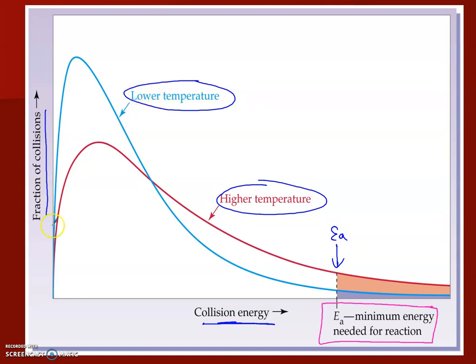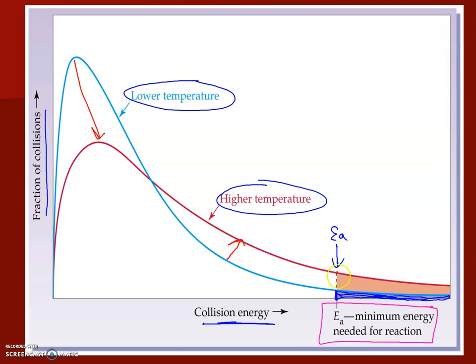At lower temperatures, you're going to see most of them here at this peak where collisions occur, but they're not going to be very successful. That's like when you bump elbows with somebody in the hallway and it doesn't really do anything. And you have this tiny little area right here that allows for them to be successful.